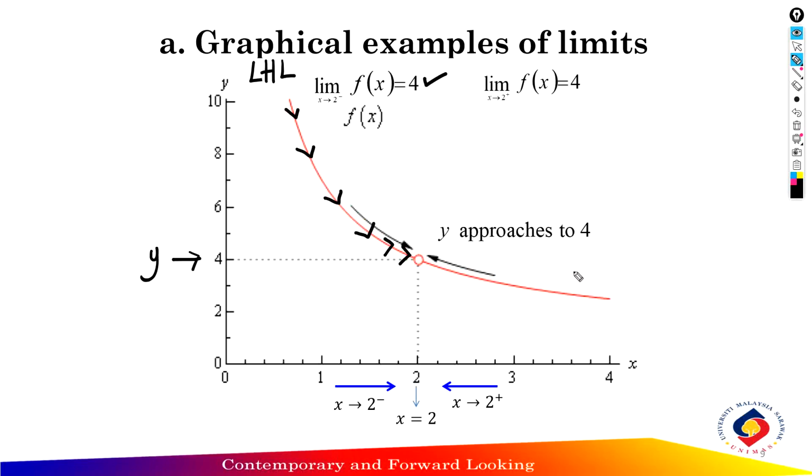Okay, and find the right-hand limit of the function. So start from x equals 4, 3, 2.5, 2.1, 2.01, 2.001, really close to x equals 2 from the right of the function, and then check the vertical value on the y-axis. So y equals 4, and write down the notation: the limit as x approaches 2 from the right of the function equals 4.